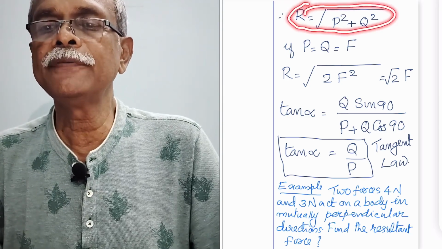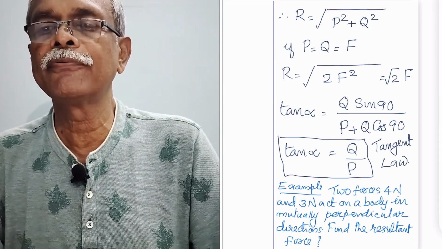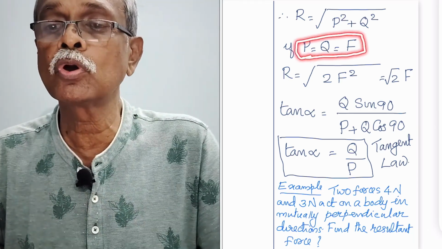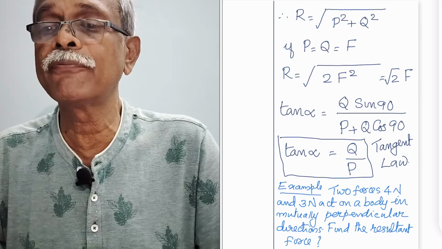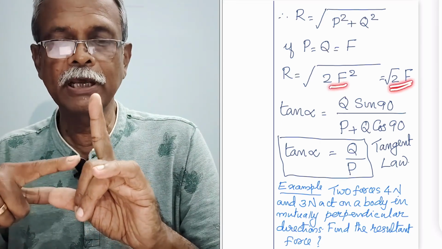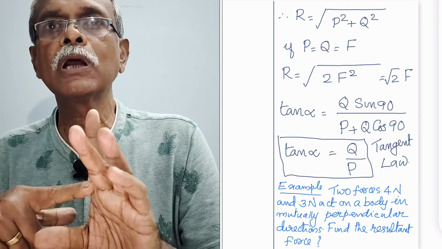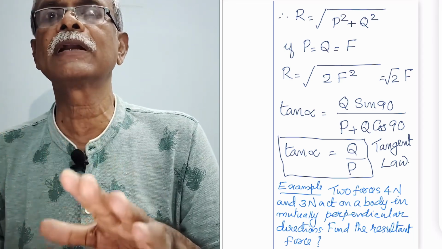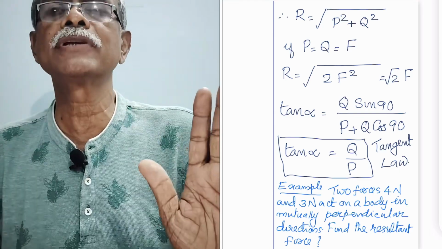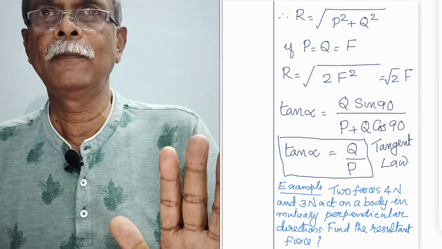And if P is equal to Q is equal to F, if the forces are equal, then R is equal to root of 2F square, and that is root 2 F. Whenever you are given two forces which are equal and mutually perpendicular, you can simply write the resultant as root 2 F. We don't need to do any calculation, that will be root 2 F.